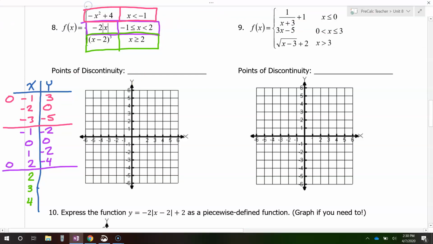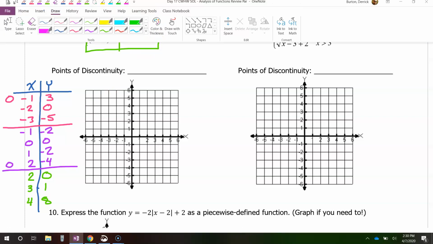Green part. Okay, if I put a 2 in here, 2 minus 2 is 0. 0 cubed is still 0. If I put a 3 in here, 3 minus 2 is 1. 1 cubed is 1. And if I put a 4 in here, 4 minus 2 is 2. 2 to the third power is 8. So we get 4, 8. All right, so it's time to start graphing these points.